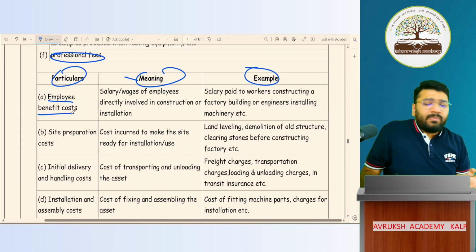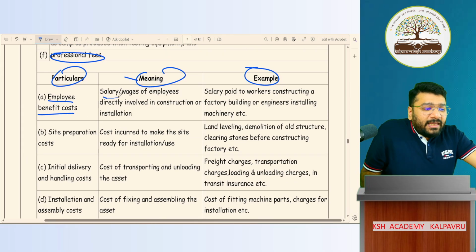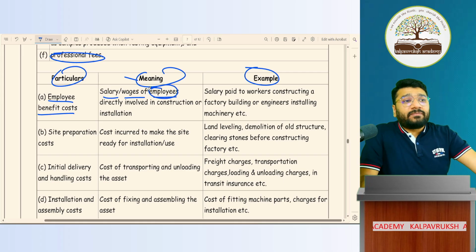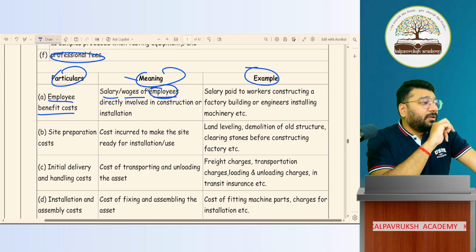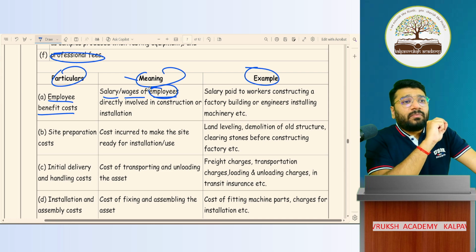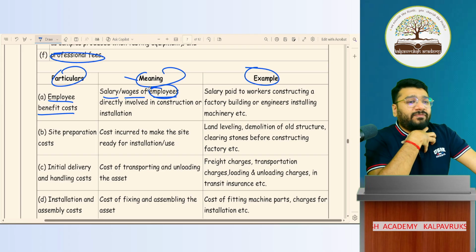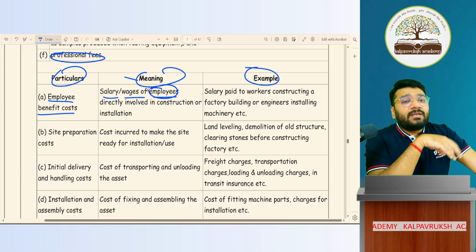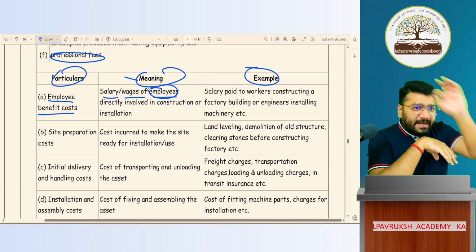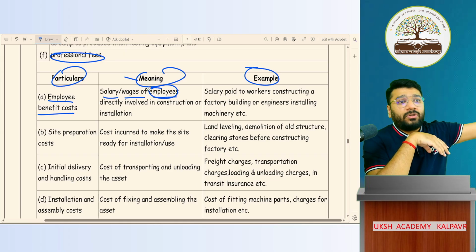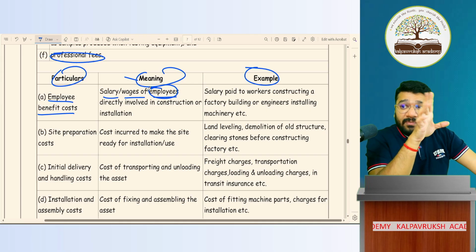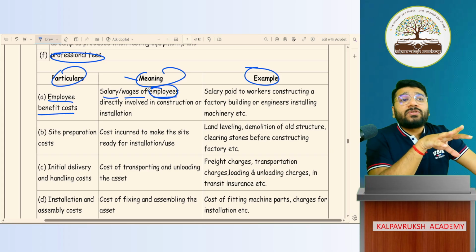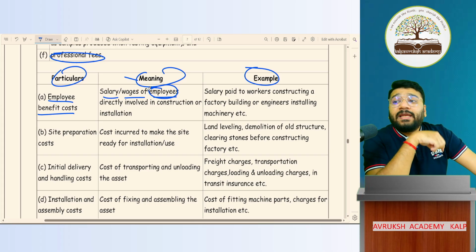Now, what is the meaning of employee benefit cost? Salary, wages of employees. So here what happened is, let's suppose this machinery what I was installing in the factory wanted some support from our staff. So I deployed Sangami for one entire week to completely support those people who were there in the factory doing the installation. And Sangami had some technical knowledge also. So she was also a part of the installation process.